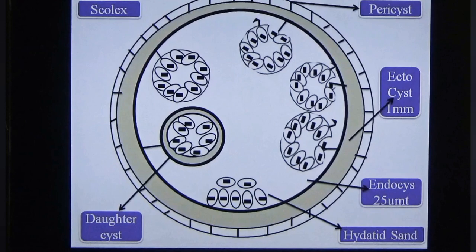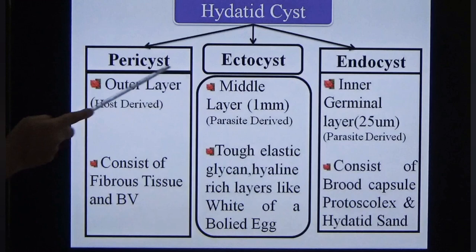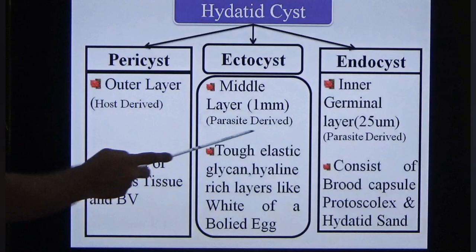Here the hydatid cyst is basically divided into three layers: pericyst, ectocyst, and endocyst. The pericyst is the outermost layer. It is host derived; this layer is formed by the host. The ectocyst is the middle layer, and it is parasite derived. The endocyst is the inner germinal layer, and it is also parasite derived.